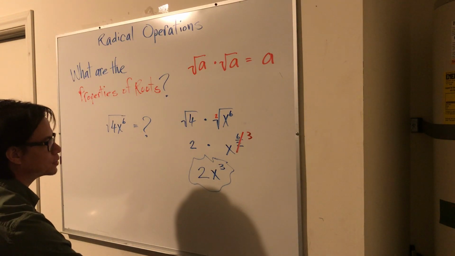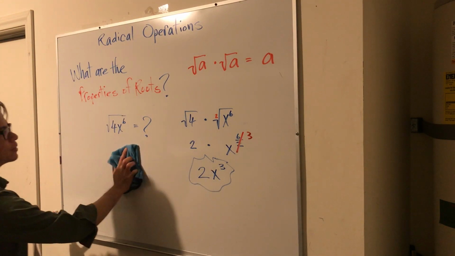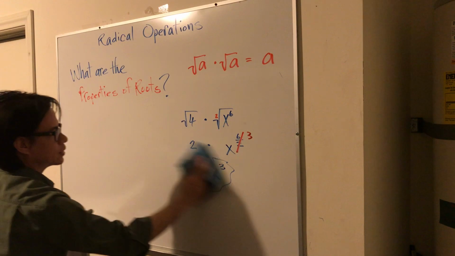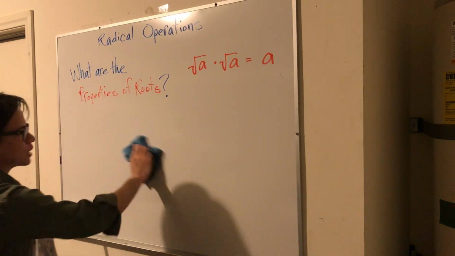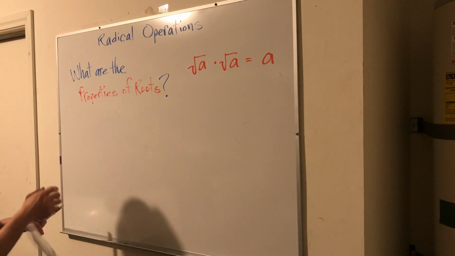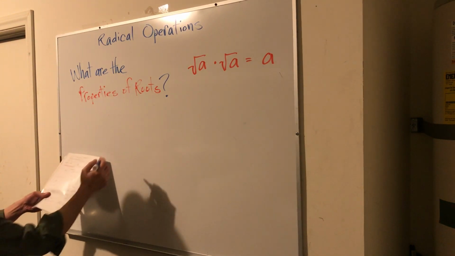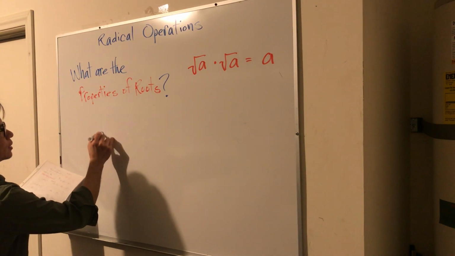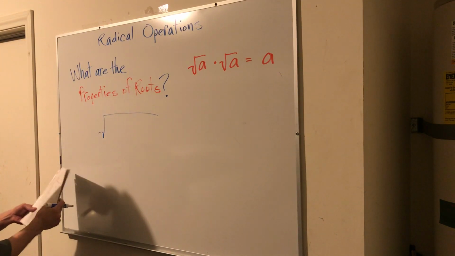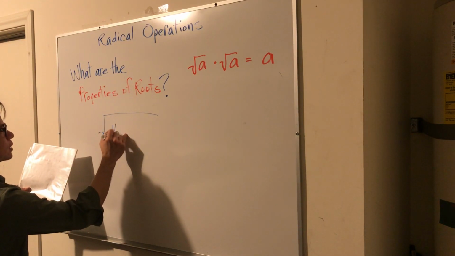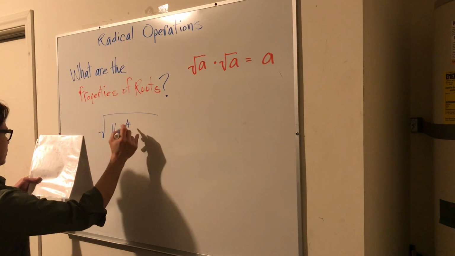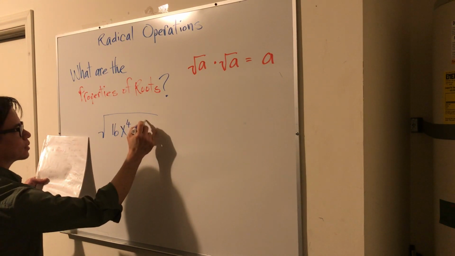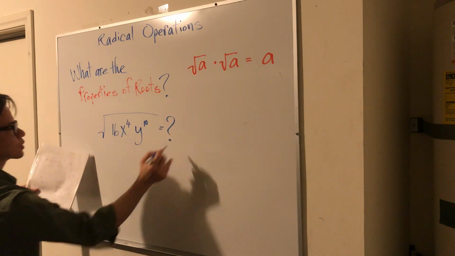If that's not enough for you, let's look at an even more challenging one here. Again, please feel free to stop the clip at any time to go over the question again if it doesn't make sense. Okay. Well, that's what's great about this technology that we have here. So you have the square root of 16x to the 4th, y to the 10th. What would you get?